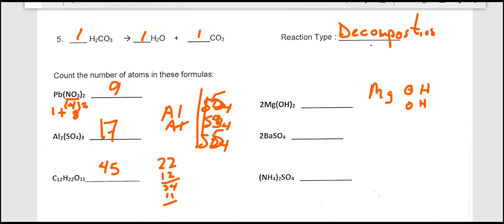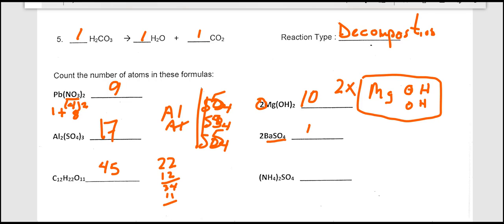That parentheses 2 means there are 2 hydroxides, and then this 2 out front here is a really important thing because that actually multiplies everything here by 2. So here I have 1, 2, 3, 4, 5 times 2 for a total of 10 atoms in that formula. This is an easy one. I have 4, 5, 6 atoms. 6 atoms in that formula times 2 is 12.